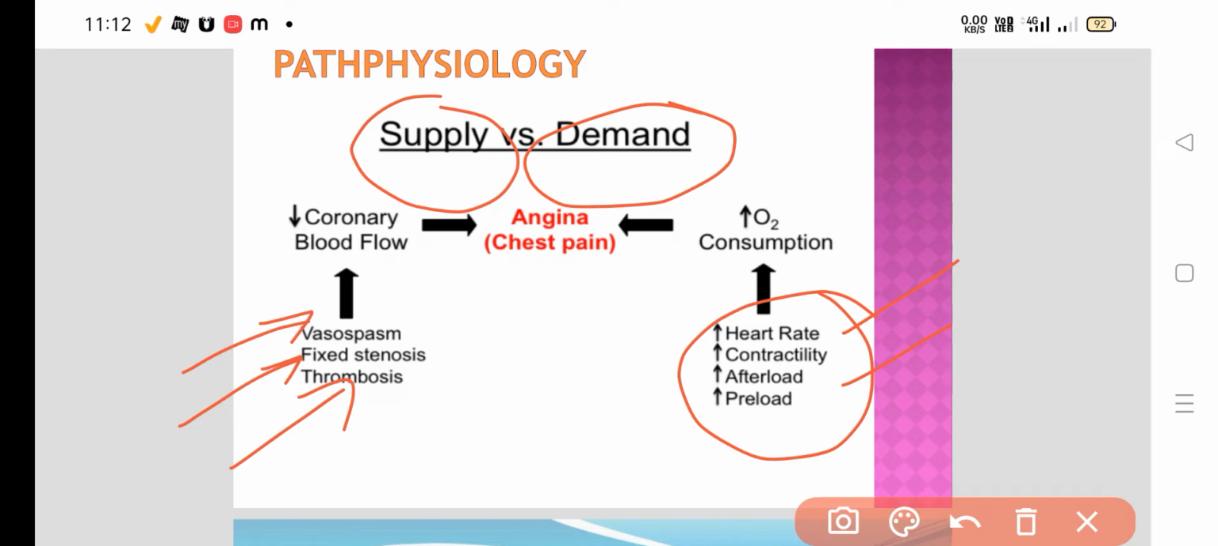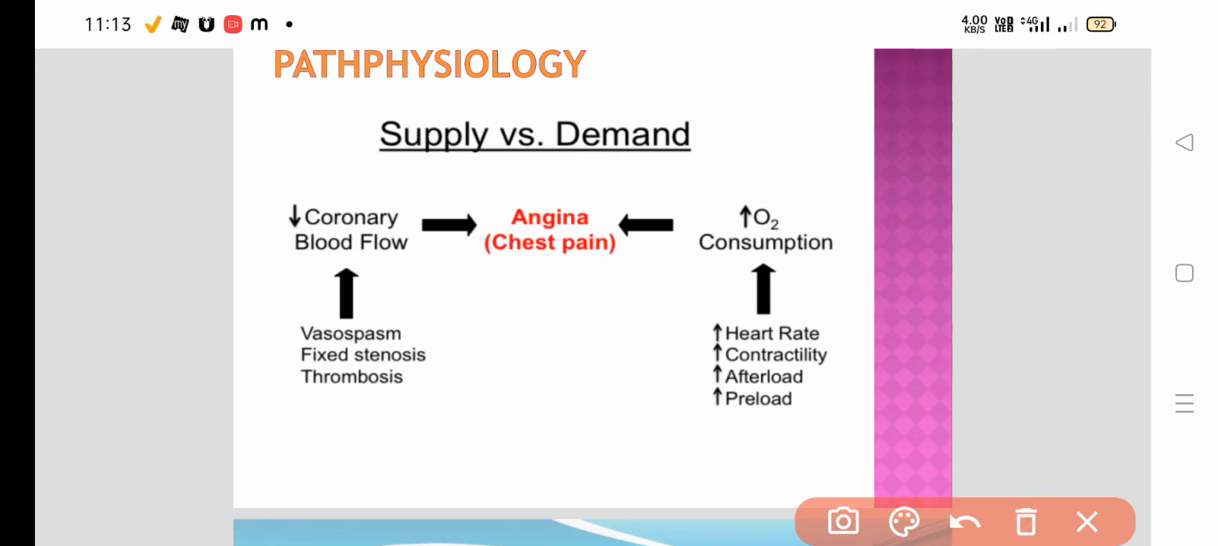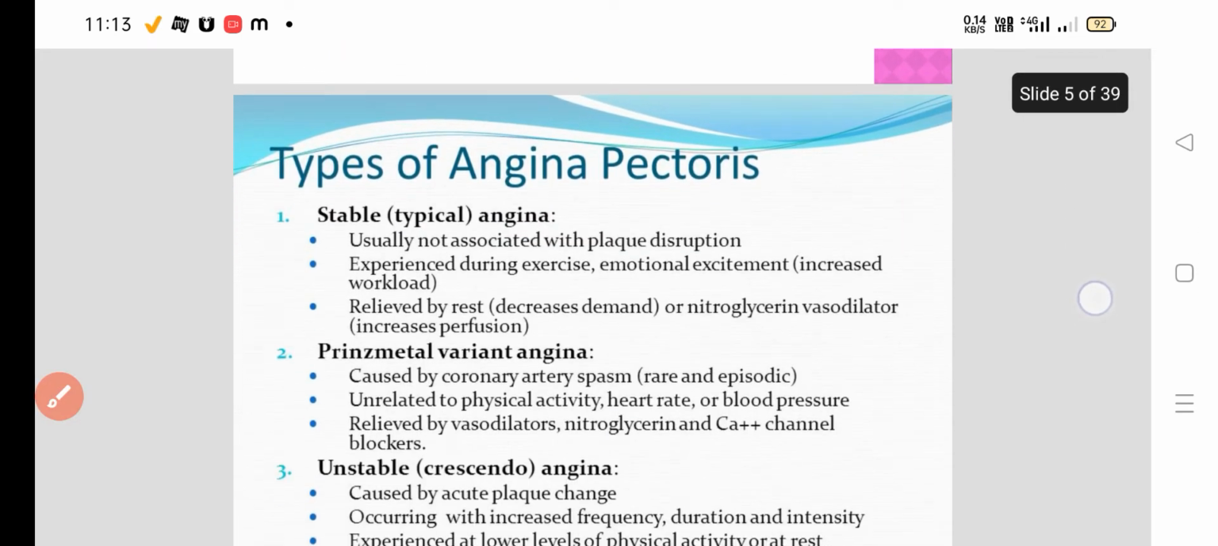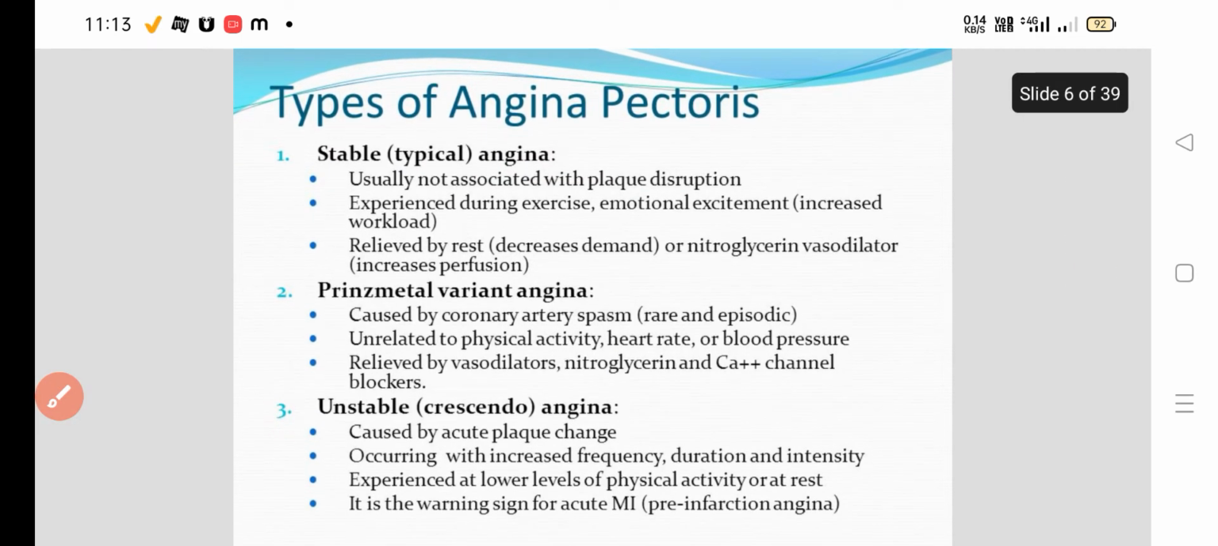In these conditions, there is increased oxygen consumption. Because of that increased oxygen demand and decreased oxygen supply, pain occurs, and that is called angina pectoris. That is the strangulated chest. It is nothing but ischemic heart disease, a type of ischemic heart disease.